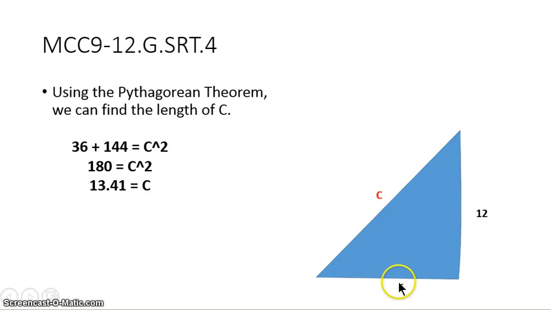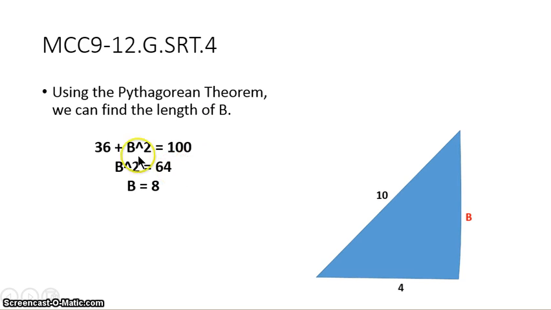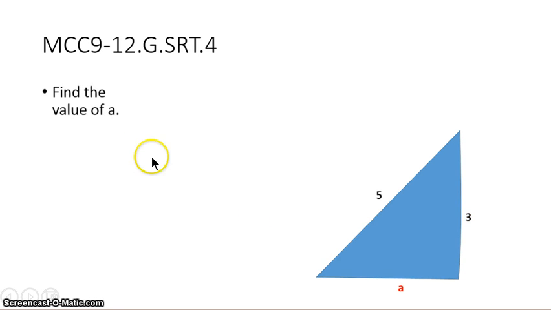So, a squared plus b squared, which is 6 times 6, which equals 36, and 12 times 12, which is 144, equals c squared. Add these two together, you get 180, then you find the square root of both of these numbers in order to get c by itself, and you get the value of c. You do the same thing here, and instead of finding c, you're finding b. So you need to subtract a squared from this side, and then find the square root of b squared from 64 in order to get a. Find the value of a.